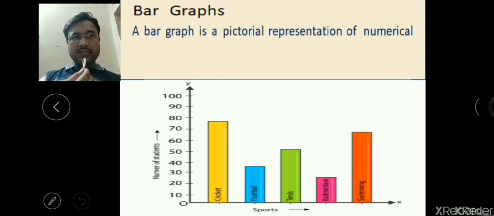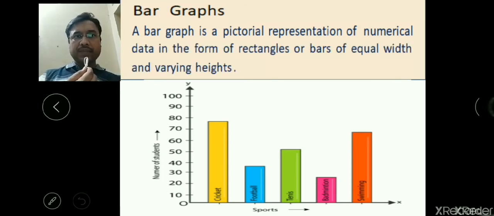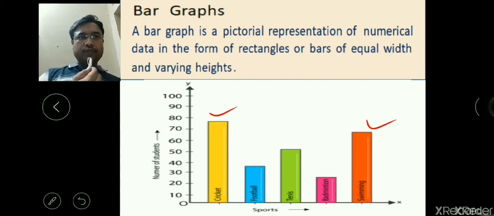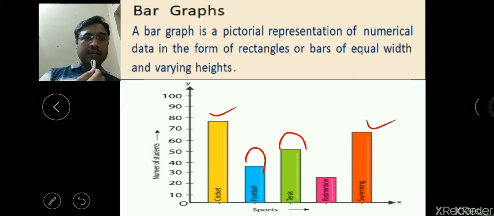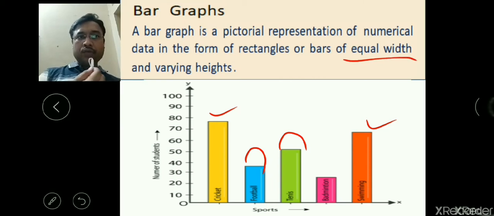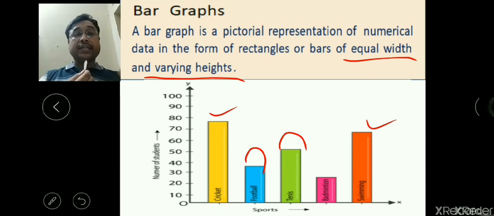We can define this term like this: a bar graph is a pictorial representation of numerical data in the form of rectangles or bars of equal width. You can see the widths are the same. The width of each bar is the same, only the height is different. They have equal width and varying heights, because they represent different numerical values.